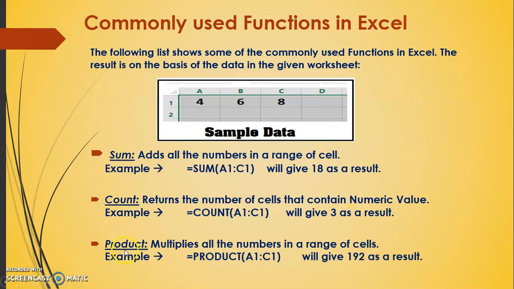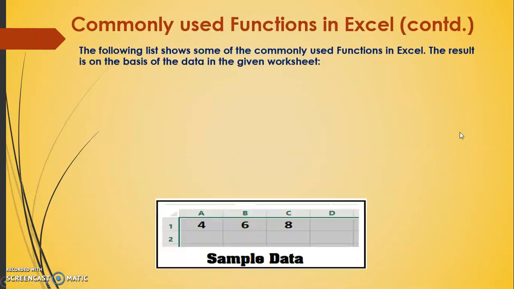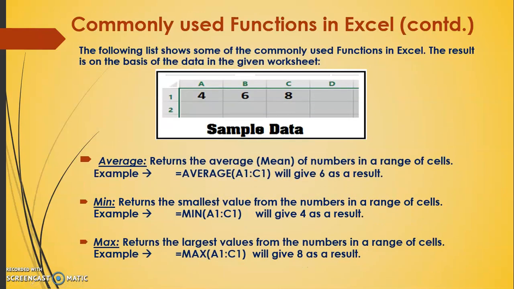Product, as the name suggests, product means multiplication of all the numbers. So it will find the product of A1 to C1: 4 multiplied by 6 multiplied by 8. So it will give me the result as 192. Coming to some more functions, that is average, min and max. What the average function will do is find the arithmetic mean. It will calculate the mean of these three data. Average A1 to C1 will give me the result as 6.